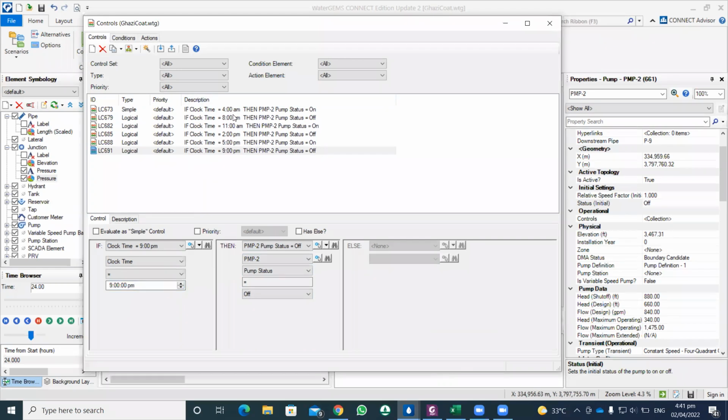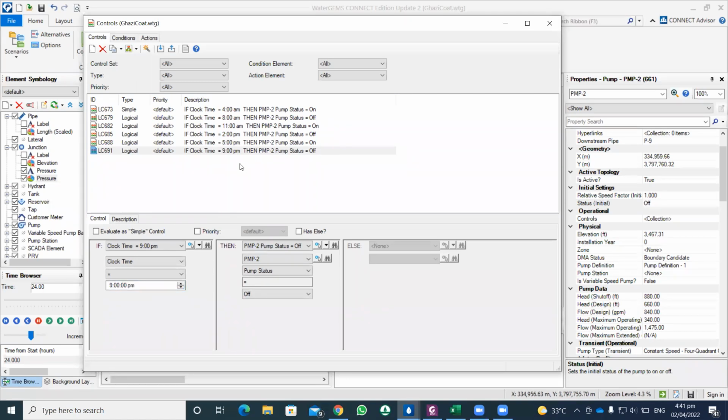First of all, I have made the status of the pump at the start of simulation off. It will be off at the start of simulation, and at 4 a.m. it will turn on, and then at 8 a.m. it will turn off, and at 11 a.m. it will again turn on. At 2 p.m. it will turn off due to decreasing demand. Similarly, at 5 p.m. it will again turn on, and at 9 p.m. the pump will be turned off.